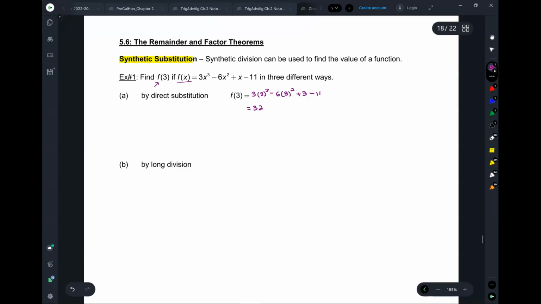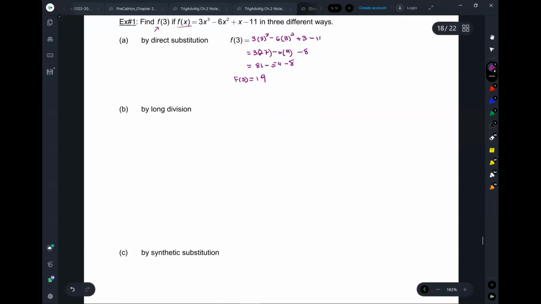This is 3 times 27 minus 6 times 9 minus 8, 81 minus 54 minus 8. So finally, f of 3 is 19. Okay, it's fine. It's what we've always done. Well, let's see if there is another way. Okay, let's do the same thing by long division.